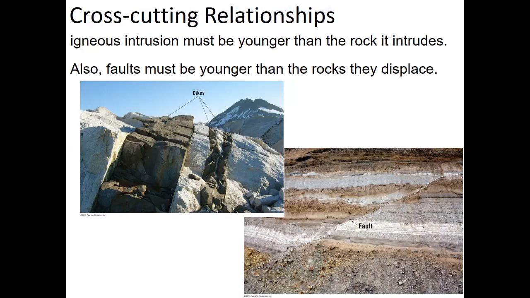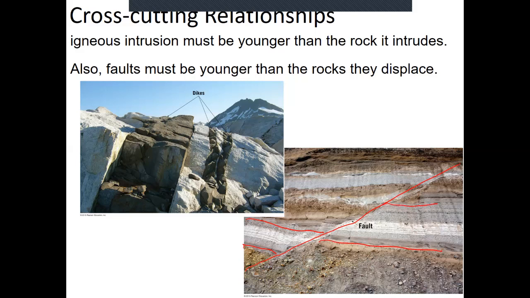Cross-cutting relations. This principle states that if there's a feature, such as a fault, as you can see here, that cuts across these layers of sedimentary rock, see how that fault is cutting across that layer. There's actually some offset. This is moved up, moved down. A fault or an igneous intrusion. So these intrusions intruded into this sedimentary rock over here. And those features must be younger than the rock they displace, right?